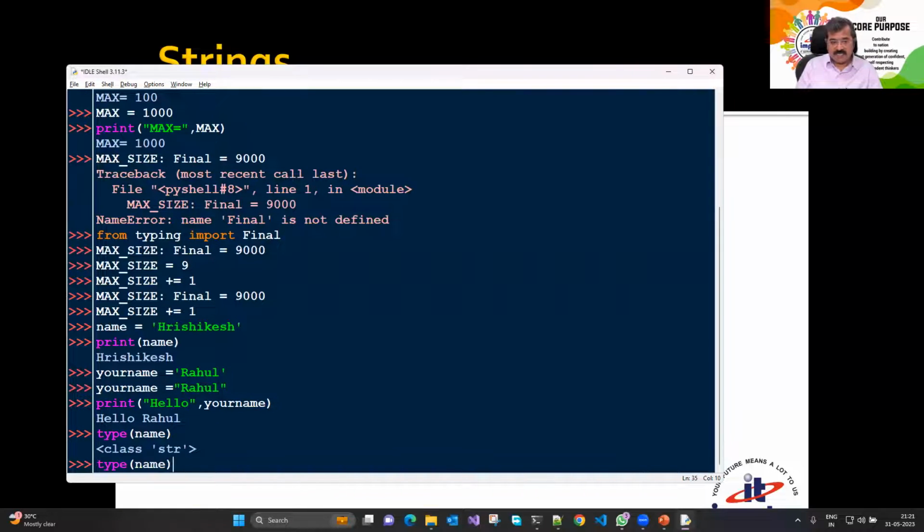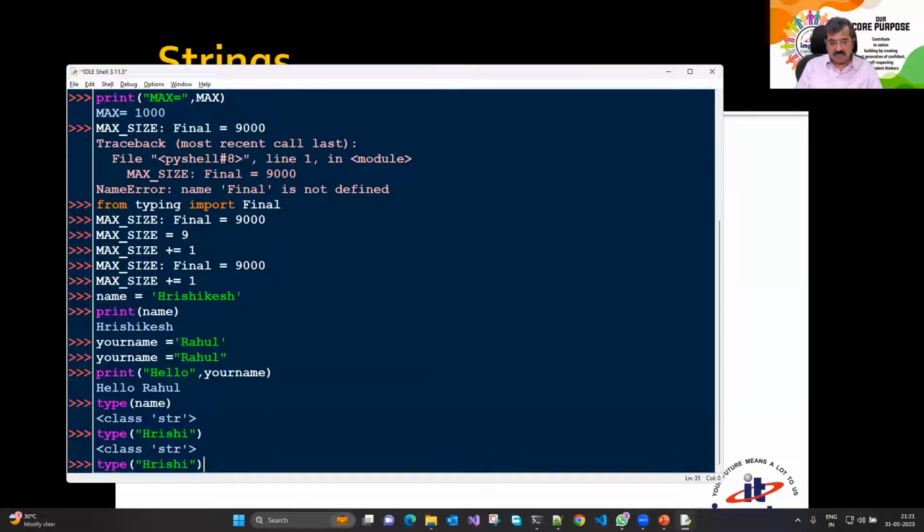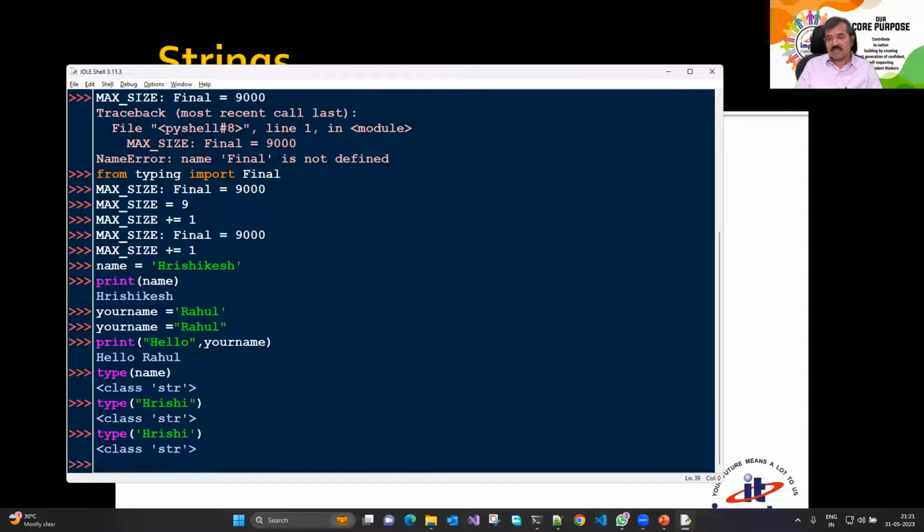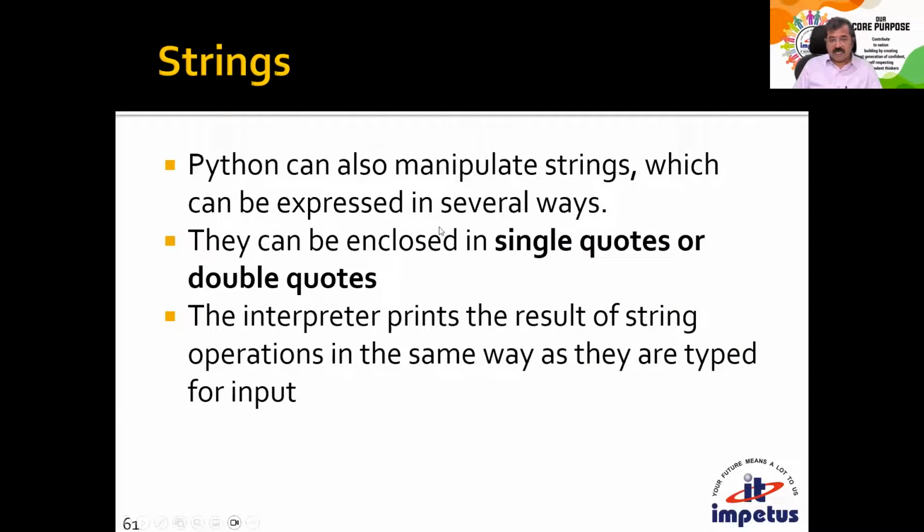And if I also had said type of name in double quotes, that's also string. And had I put this in single quotes, that's also string. So you can represent a string in single quotes, or you can represent a string in double quotes. So that was the first part. The interpreter prints the string result of an operation the same way as you type it for input.